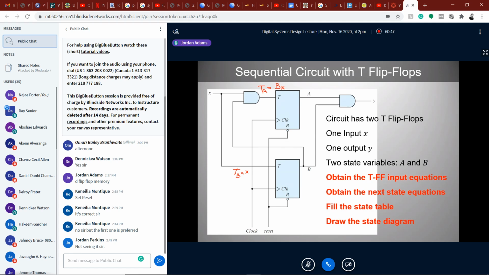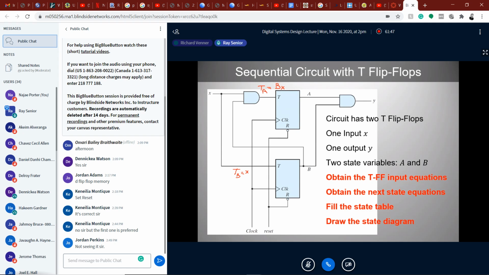Sir, I agree with him, sir. You agree with him? Yes, sir. All right, so go ahead. Repeat that, please. The next state equation. Yes, sir. I was saying, sir, it's dependent on the input of TA, for the top T flip-flop, because depending on what the values are, it would toggle, so you get the complement of.